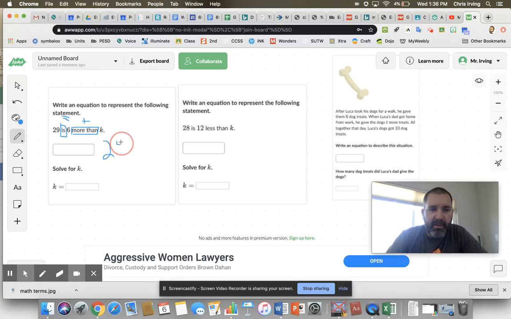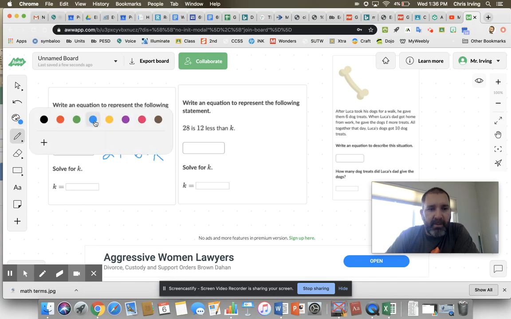29, it's really hard to write with my mouse here, is, or equals, 6 more than k. There it is. So that would be the equation that goes in that first box. Now, to solve for k, you're going to have to isolate k. Right now, 6 is being added to k. Take away 6 from both sides of the equation, and you will find out that, well, I'm not going to give you the answer. I think you can probably figure that one out.